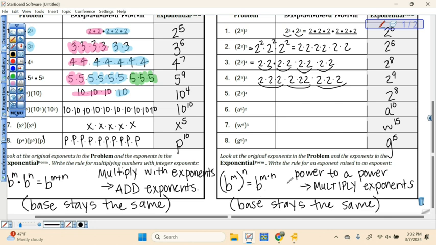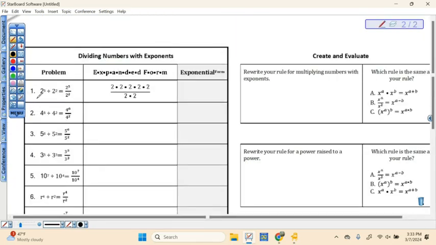Okay. All right, let's look at the back. We've got one more rule to learn. What rule is on the back? Dividing. Dividing. So we have 2 to the 5th power divided by 2 to the 2nd power.